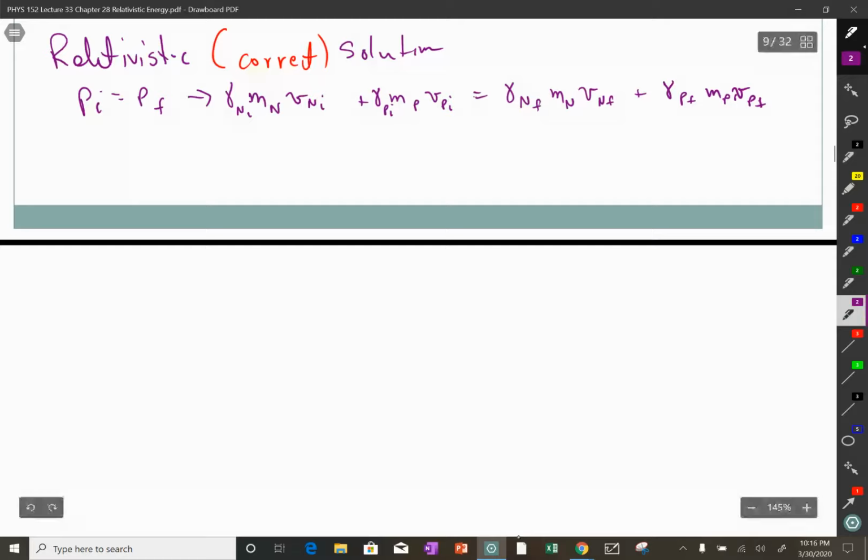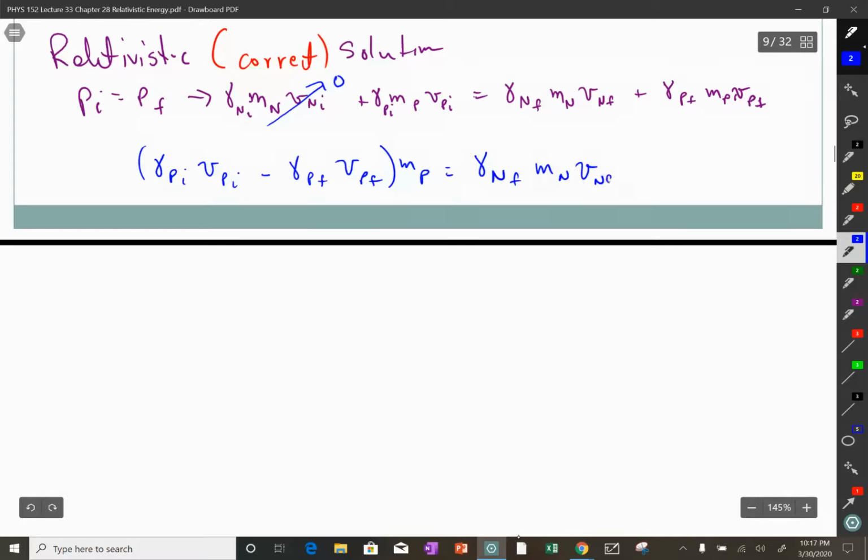First of all, let's rearrange this so we have the thing that 0 will take out. So this is 0. And then I'm going to put the proton on one side and the nitrogen on the other. So I'll have gamma proton initial, v proton initial, minus gamma proton final, v proton final, all times the mass of a proton is equal to gamma nitrogen final, mass nitrogen, v nitrogen final.